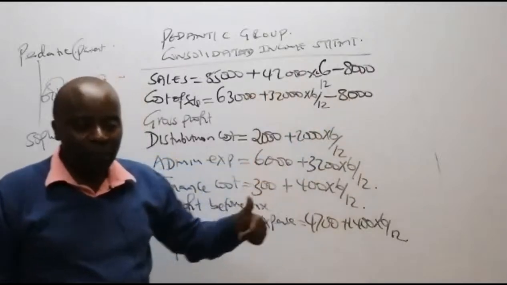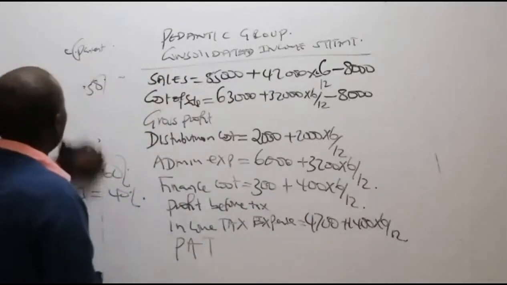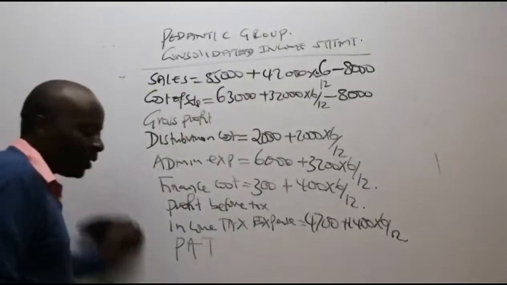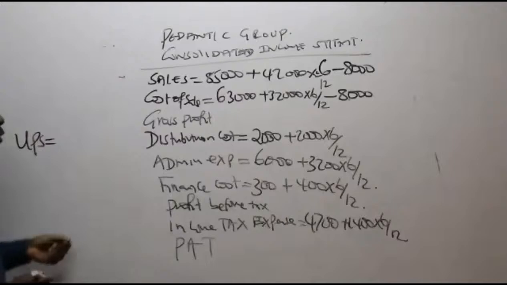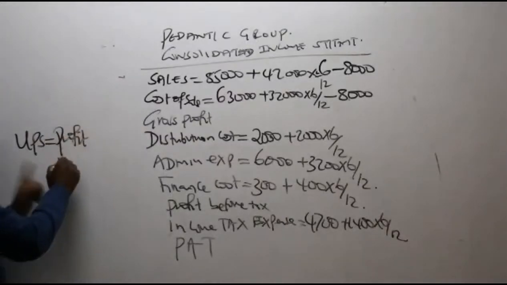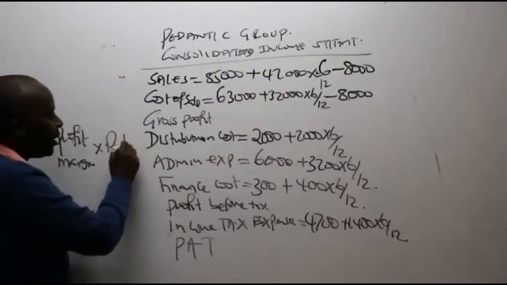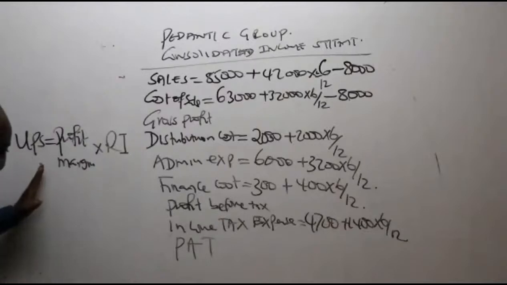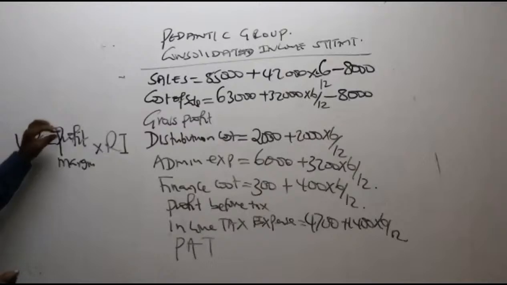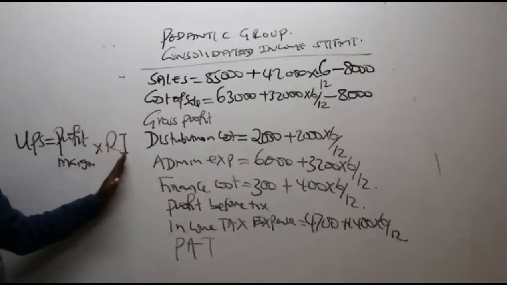Kwa hivyo kuna what we call, ladies and gentlemen, UPS. UPS in this case stands for what here? Somebody. Unrealized profit on stock. So UPS is unrealized profit on stock. How do I get UPS? We normally take the profit margin times the remaining intra-sales. So anytime you want to get UPS, always, we take the profit margin times the remaining intra-sales.